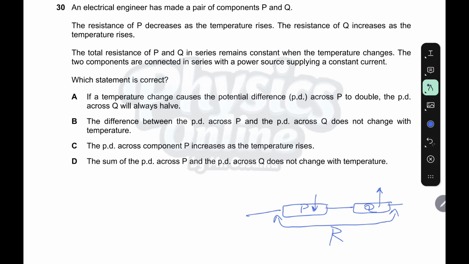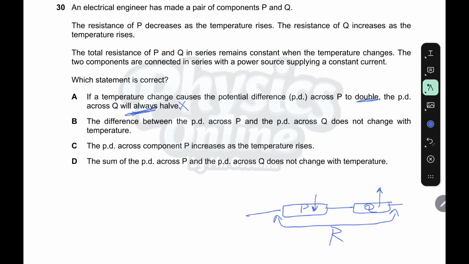The two components are connected in series with a power source supplying constant current. Which statement is correct? If the temperature change causes the potential difference across P to double, the potential difference across Q will always halve. This can be right. If the potential difference here doubles, the potential difference here must decrease, but it's not a condition that it always halves. So we cannot consider this the correct answer.